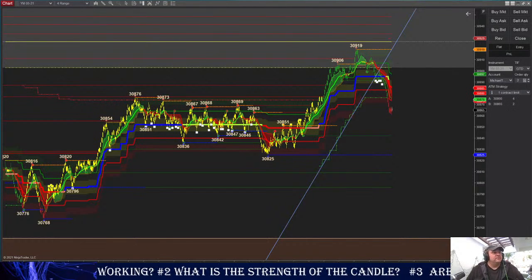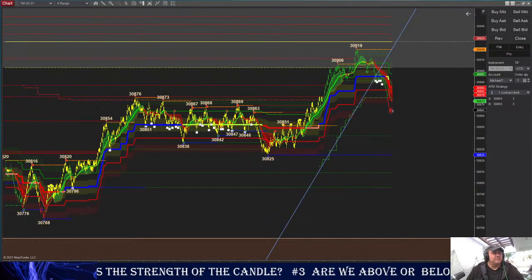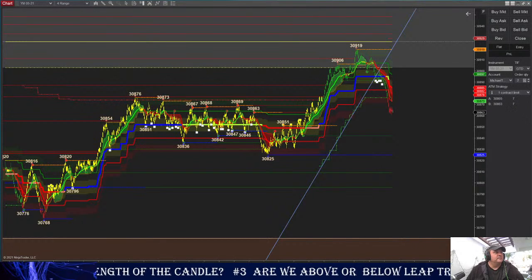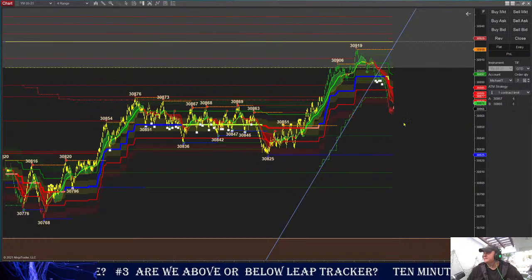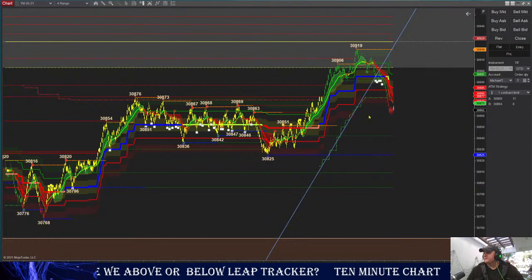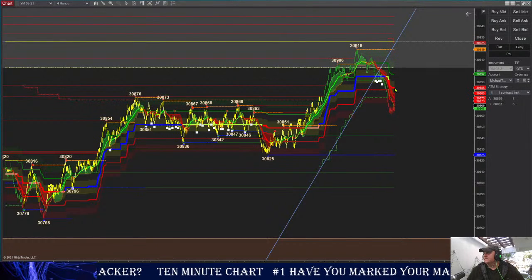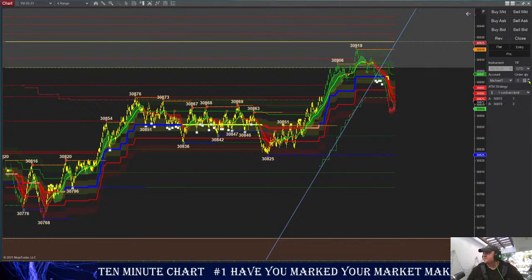But do a little bit of a pullback. Let's open this up here. Okay. See, we're getting it back into this group zone here. I'd like to see it pull back up to here, and then we could take a sell opportunity.